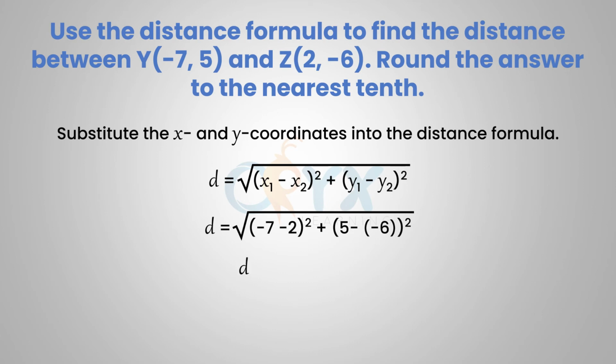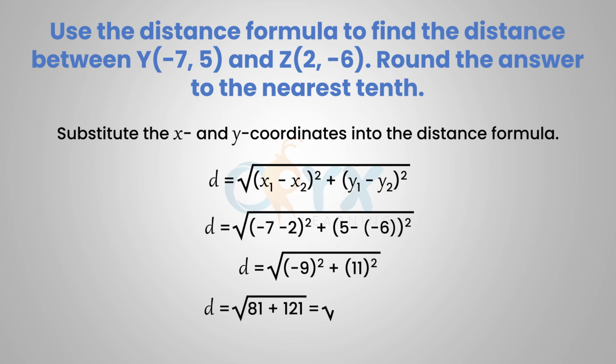Simplifying, we get d equals the square root of negative 9 squared plus 11 squared. Simplifying further, we get d equals the square root of 81 plus 121, or 202. The square root of 202 is approximately 14.2. So our distance between point Y and Z is approximately 14.2 units.